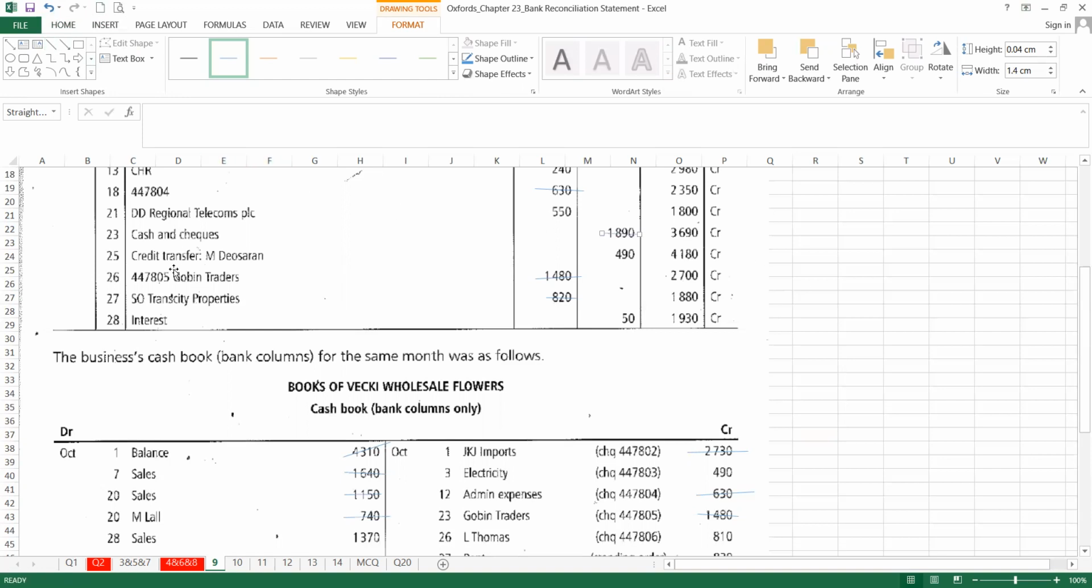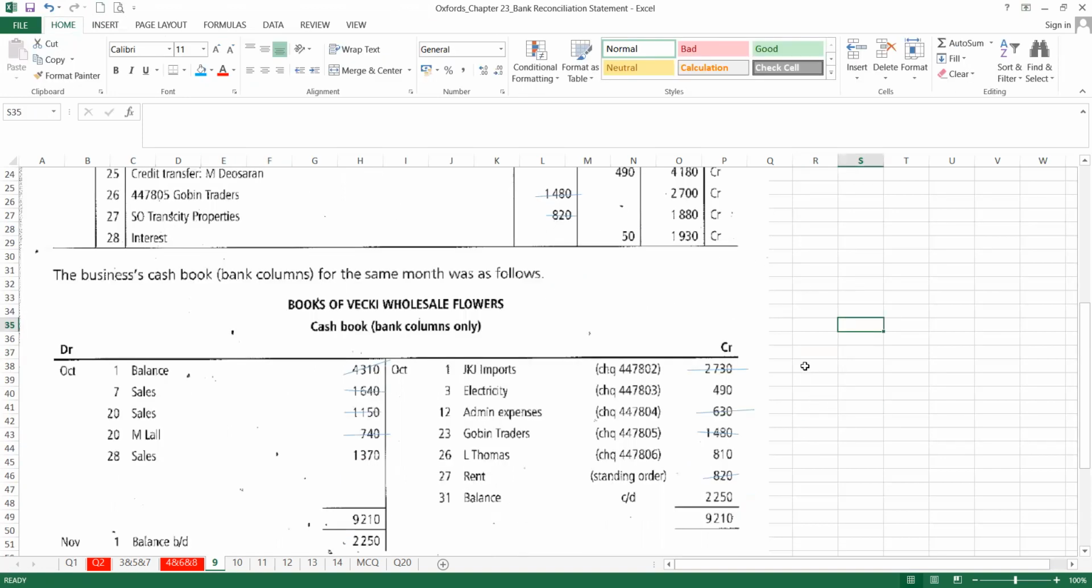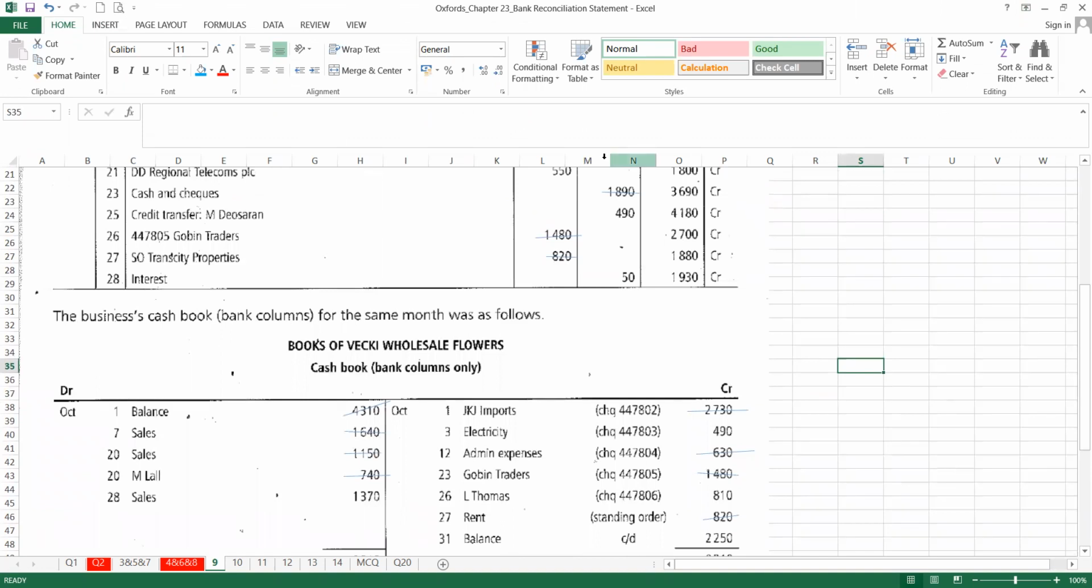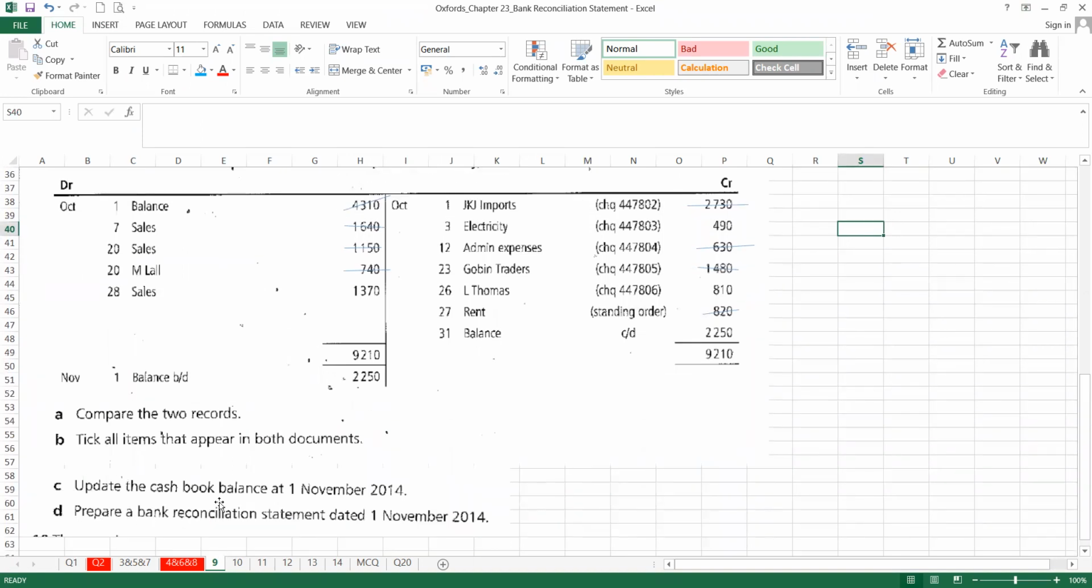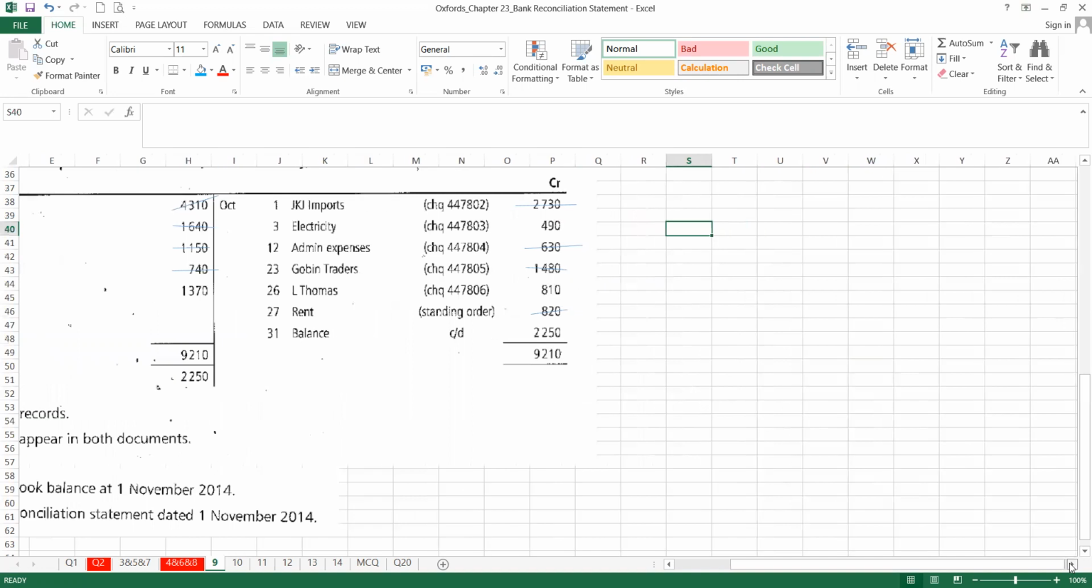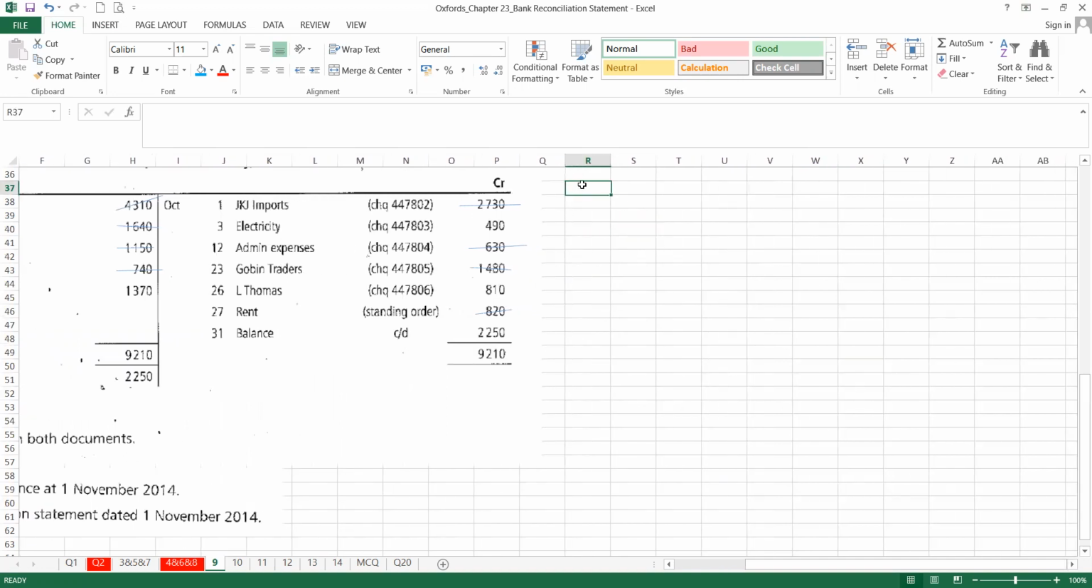So you have to see the detail sometime in order to make sure that the amount is correct. So here 490 didn't put in, 50 also didn't put in. So this one also didn't put in. So done for the checking for the both document. The next one, they asked to update the cash book balance. So what we can do is we update the cash book balance. So we put into here.